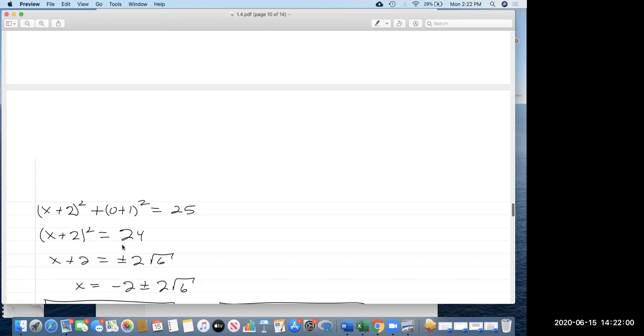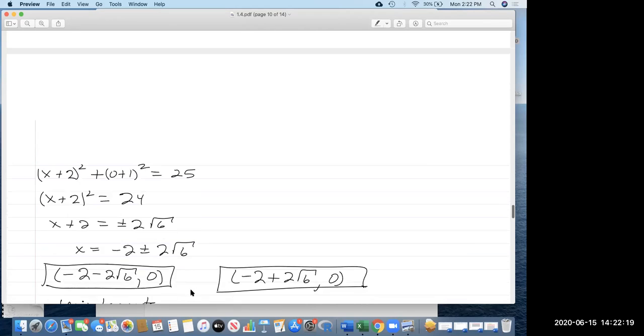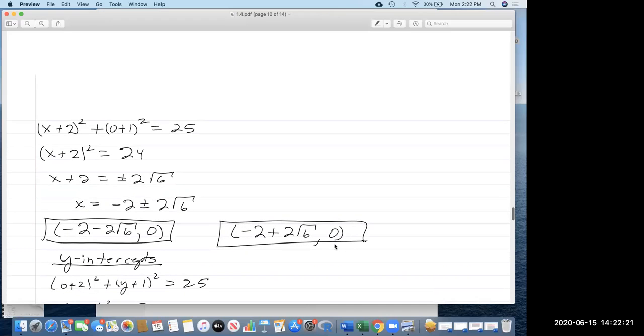But I can write 24 as 4 times 6. The square root of 4 is 2. And so x plus 2 is equal to plus or minus 2 rad 6. Subtract 2 from both sides of my equation, so x is equal to negative 2 plus or minus 2 rad 6. And so I have 2 x-intercepts at negative 2 minus 2 rad 6, comma 0, and negative 2 plus 2 rad 6, comma 0.